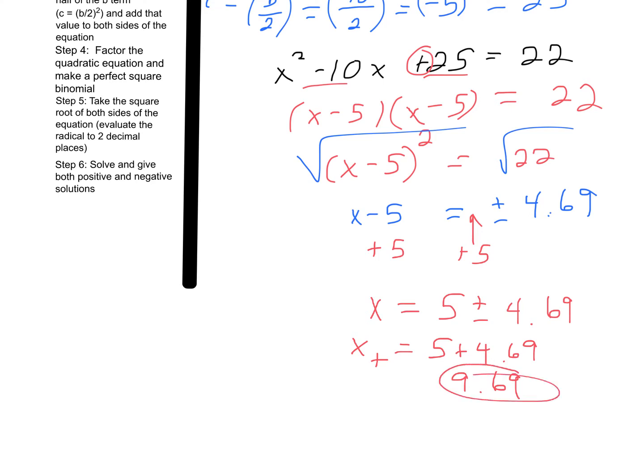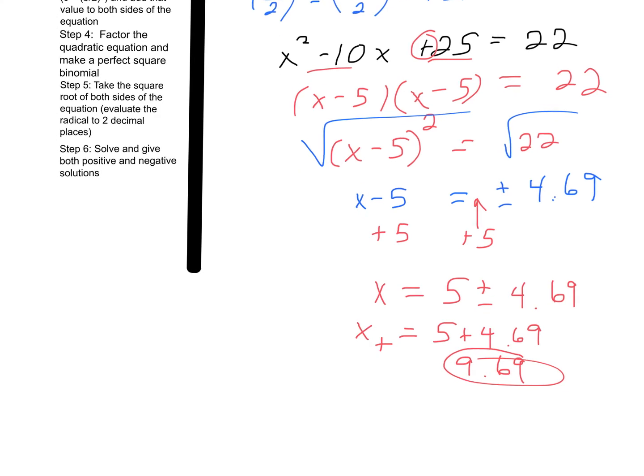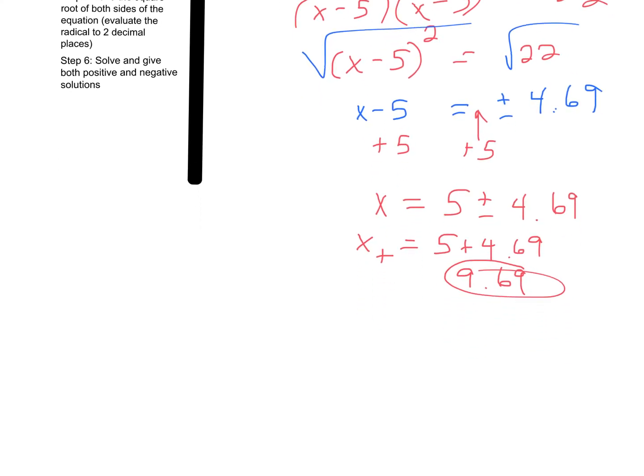Okay, now we'll do the negative side. Okay, so let's do the negative. X negative says 5 minus 4.69. So when I subtract that, I get 0.31. Okay?